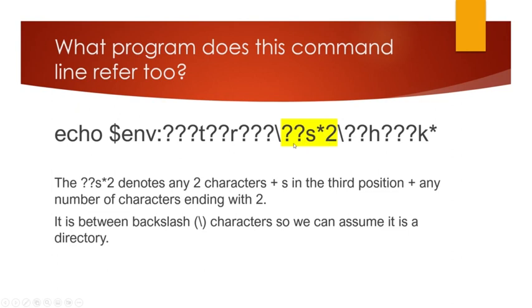That denotes any two characters in the first two positions, plus S has to be in the third position, then any number of possible characters, and then this directory is going to end with the number 2. And again, we believe it's a directory because it's between these backslashes.